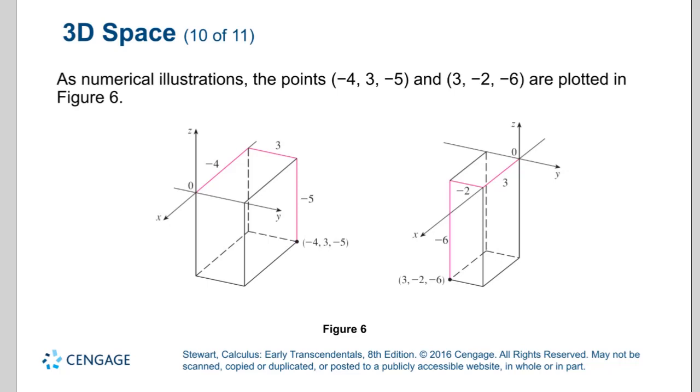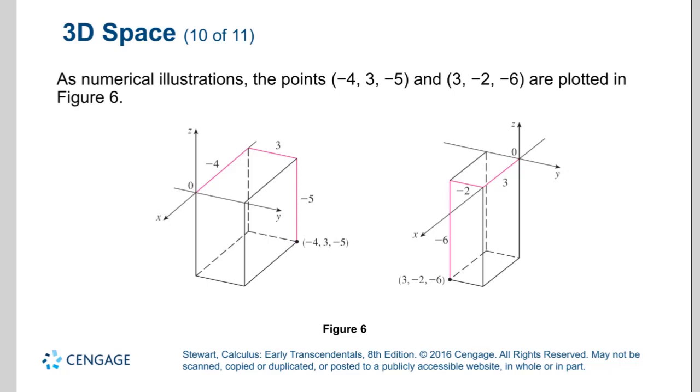We have -4, 3, and -5. On my x coordinate, I'm going backwards on the x, so that's the negative side. Then I'm going on the positive side of the y, and then I'm going to go down 5 for the z. So that's -4, 3, and -5.